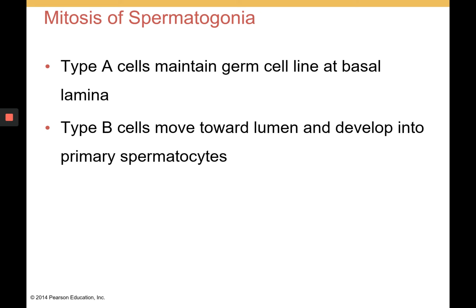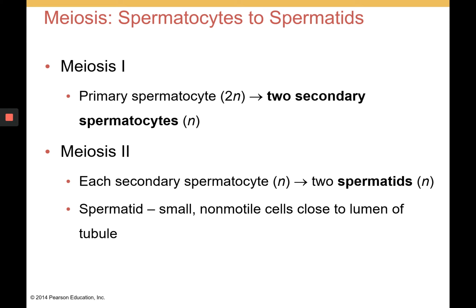Primary spermatocytes are diploid. At the end of meiosis 1, the primary spermatocytes will have become secondary spermatocytes. We will have created two secondary spermatocytes, and secondary spermatocytes are haploid. So that was the reduction division. The secondary spermatocytes will enter meiosis 2, and each secondary spermatocyte will give rise to two spermatids. Now, we had two secondary spermatocytes, so if they each give rise to two spermatids, we'll have 4 daughter cells total. A spermatid is a small non-motile cell. It may not even have a flagellum yet, and it's going to be closest to the lumen of the tubule.